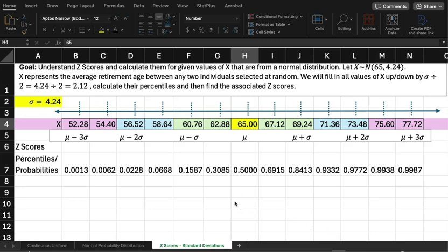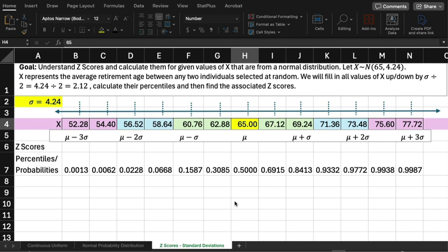We're going to continue our discussion of statistics, and specifically, this is the playlist on continuous probability distributions or continuous random variables, and specifically the normal distribution. We already created, in a previous video, the normal probability distribution or the density curve and probabilities associated with it on this random variable x that was normally distributed with a mean of 65 and a standard deviation of 4.24.